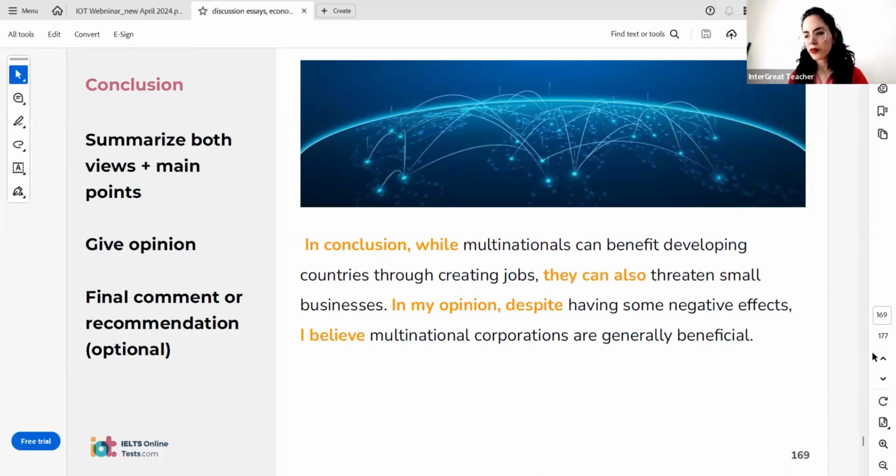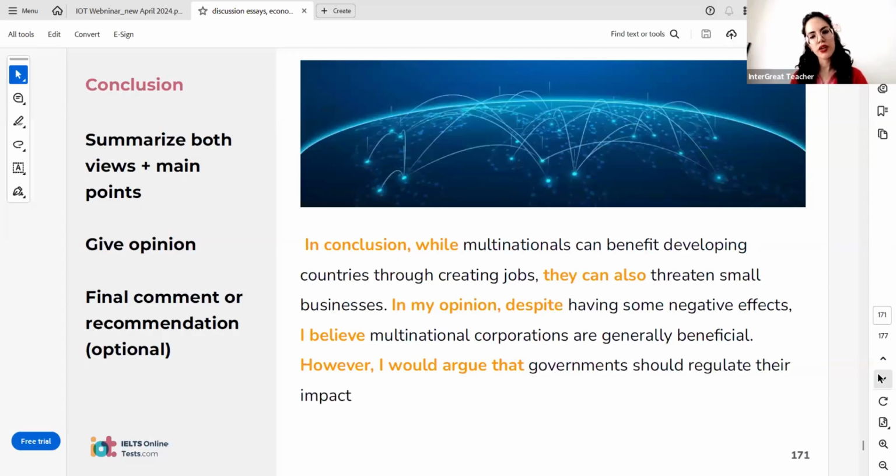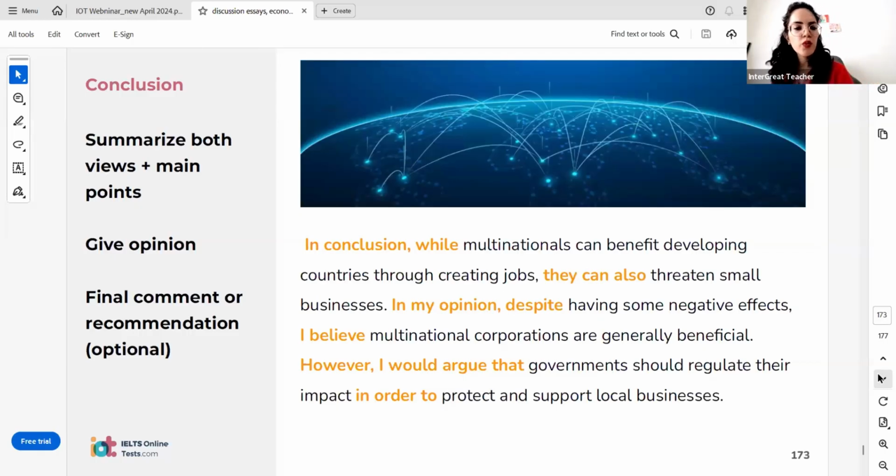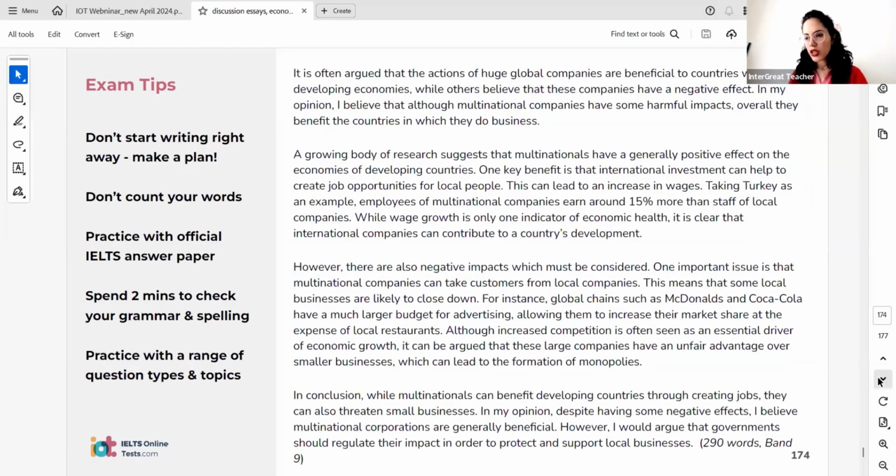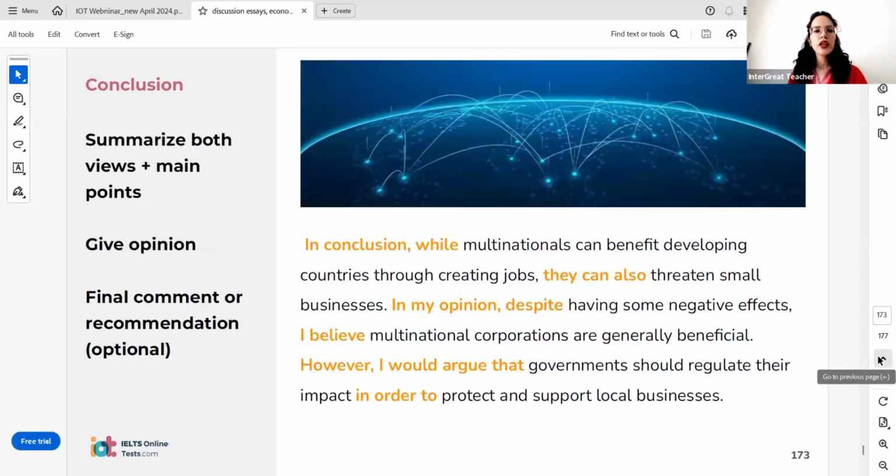If not, don't. Just as an example here we have, however, I would argue that governments should regulate their impact in order to protect and support local businesses. Good, because it is in line with what I've been saying earlier, but like I said, optional, you don't have to do it. Notice the linking words that I'm using: in conclusion, while, they can also, in my opinion, despite, and the rest.